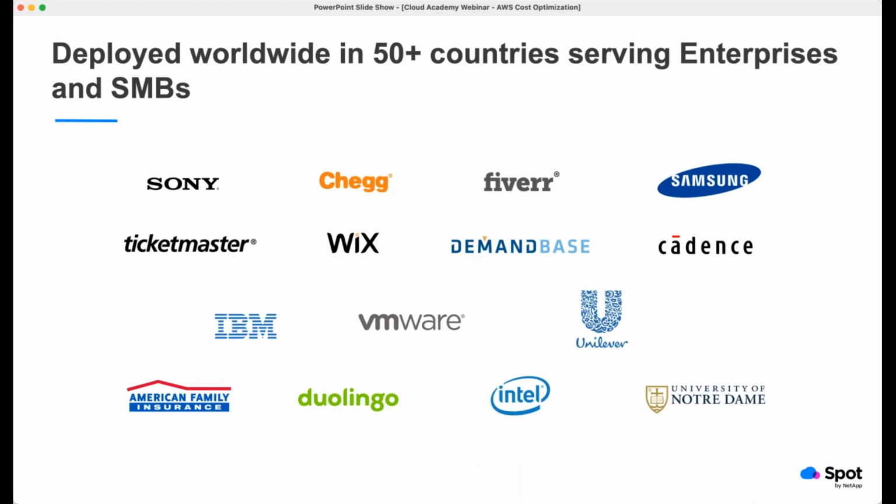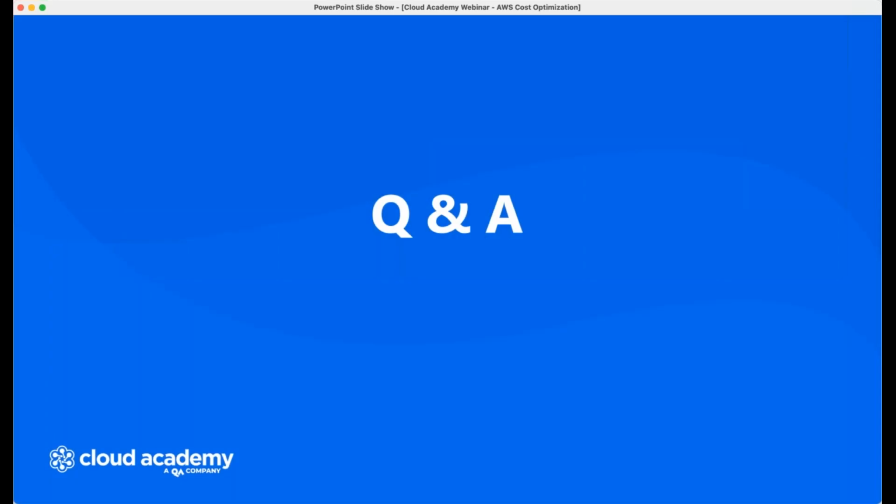So real quick, we're deployed in over 50 countries worldwide. We serve enterprises, SMBs, cloud native startups. We're pretty much in every single vertical. Anybody who uses cloud can use the Spot platform and take advantage of what we have to offer. And with that, I will turn it over to the Q&A.